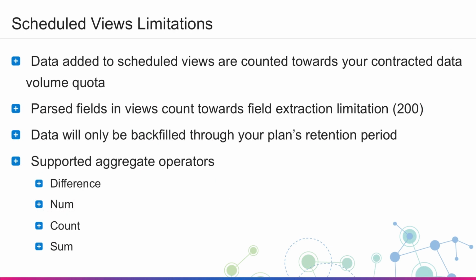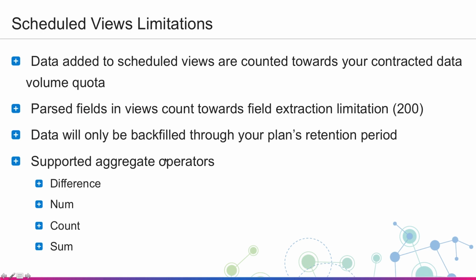So what are some limitations to be aware of? Well, any data that's being added to schedule views is counted towards your contracted data volume quota. For those of you who are on a 5 gig plan, if you're sending all of your data to a scheduled view, then you're essentially doubling the amount of data ingest that you have, right? So you'll go from 5 gigs to 10 gigs pretty easily. So keep that in mind, which is why I would limit the use of scheduled views to highly selective queries and aggregate results.